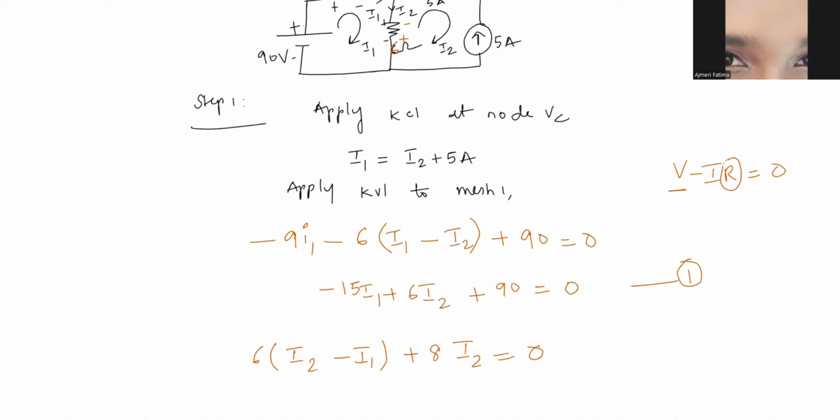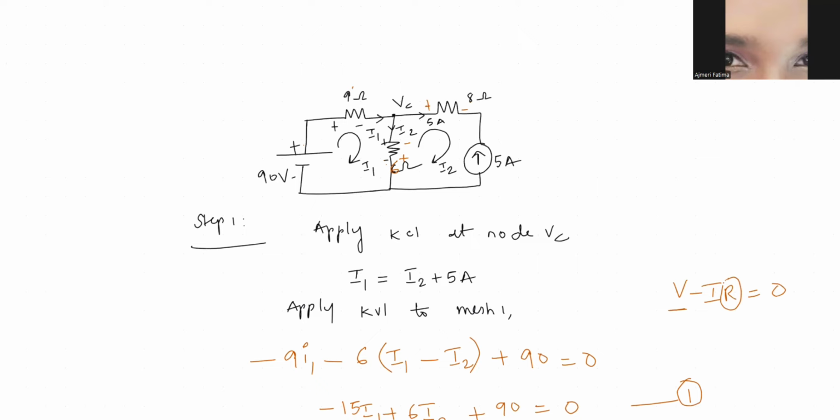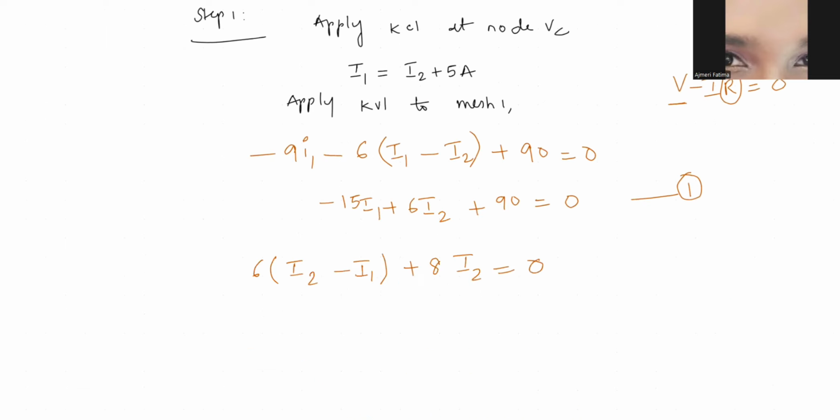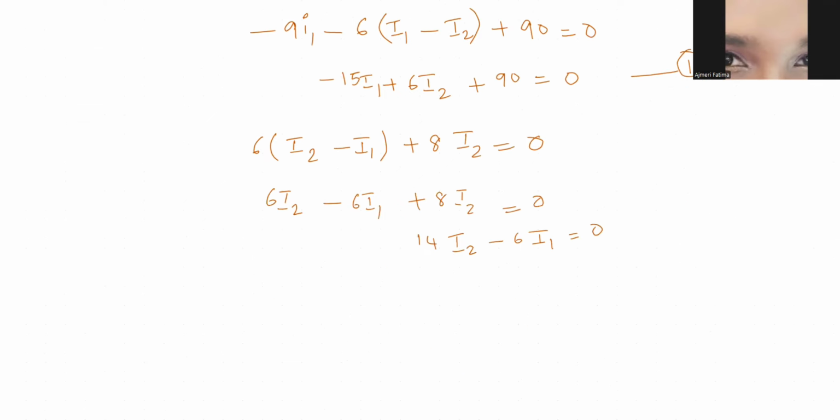Plus 2 minus, it's a drop. It will be minus 8 I2, and minus 6 into I2 minus I1. If you multiply with minus outside, you will get this equation. So this is your second equation. Let me just simplify. It would be 6 I2 minus 6 I1 plus 8 I2 is equal to 0. So this will give you 6 I2 plus 8 I2 is 14 I2 minus 6 I1 is equal to 0. So you'll get 14 I2 is equal to 6 I1.